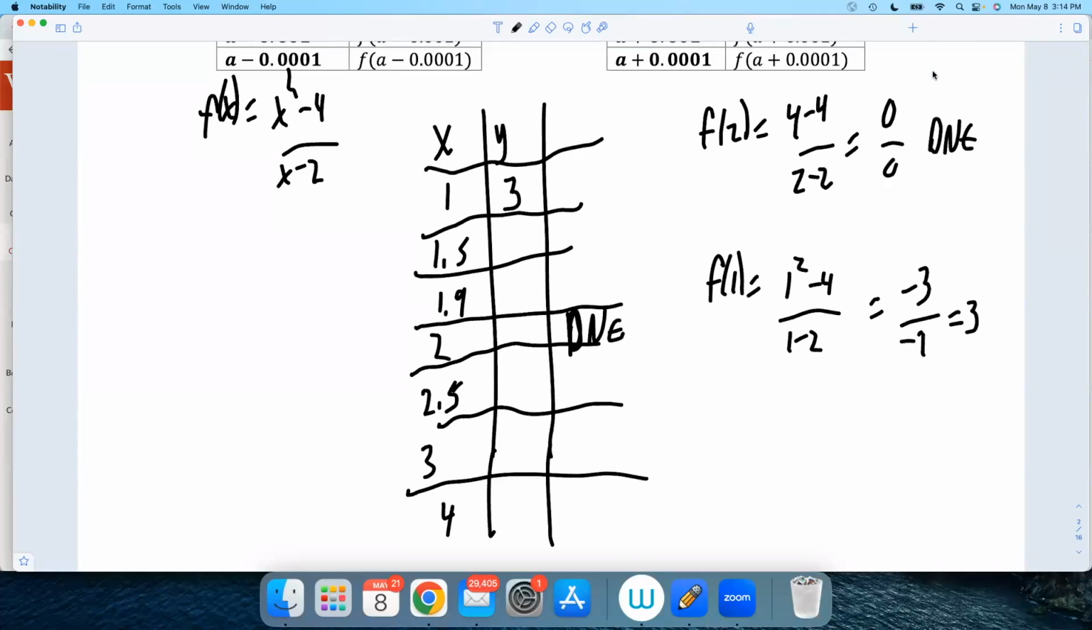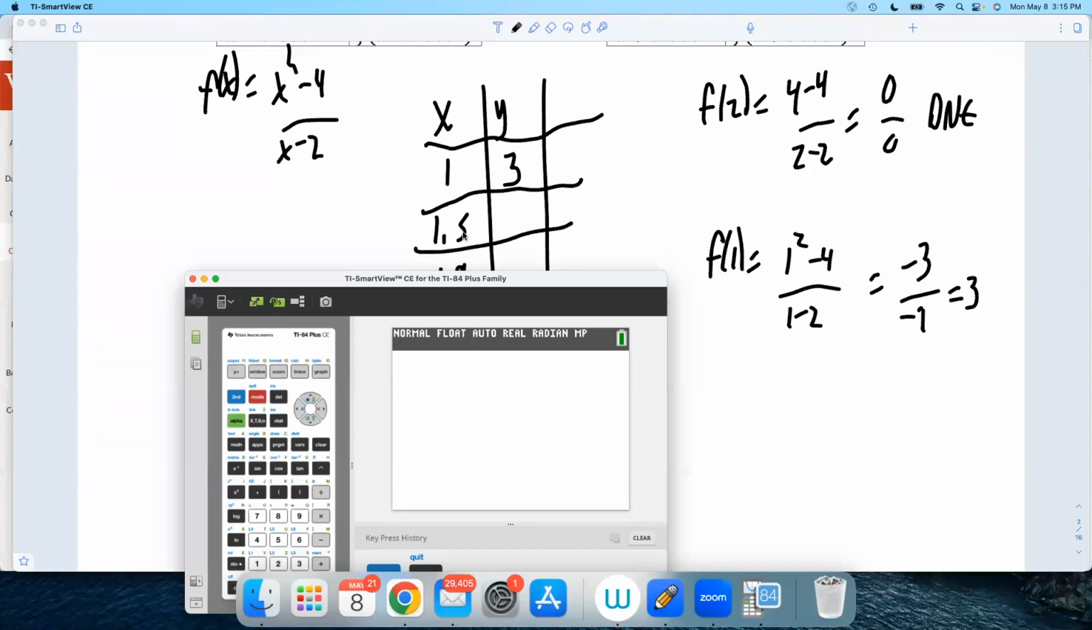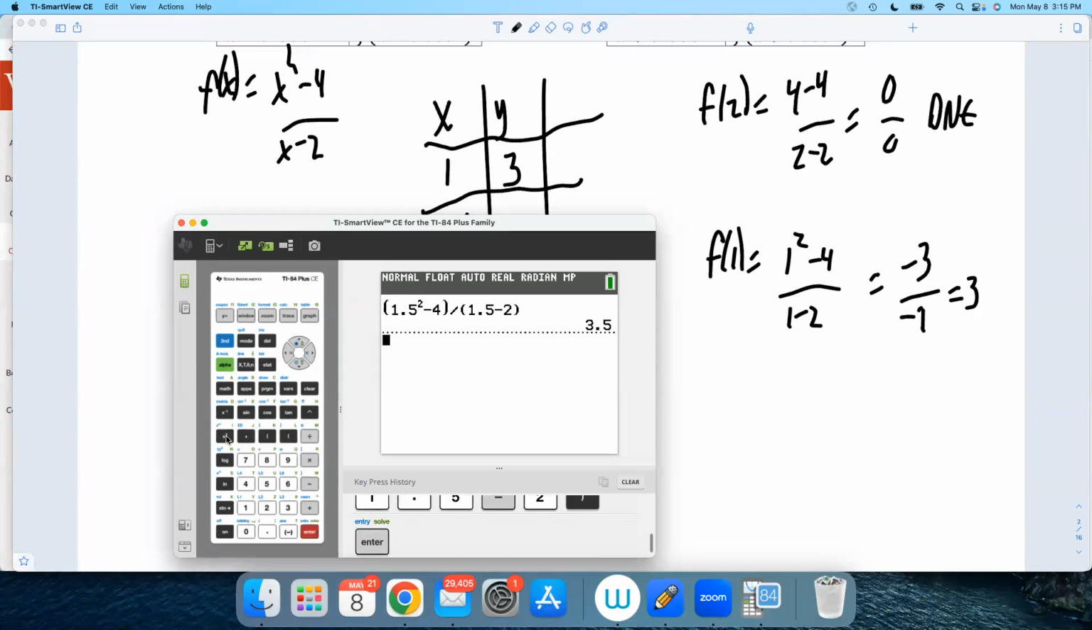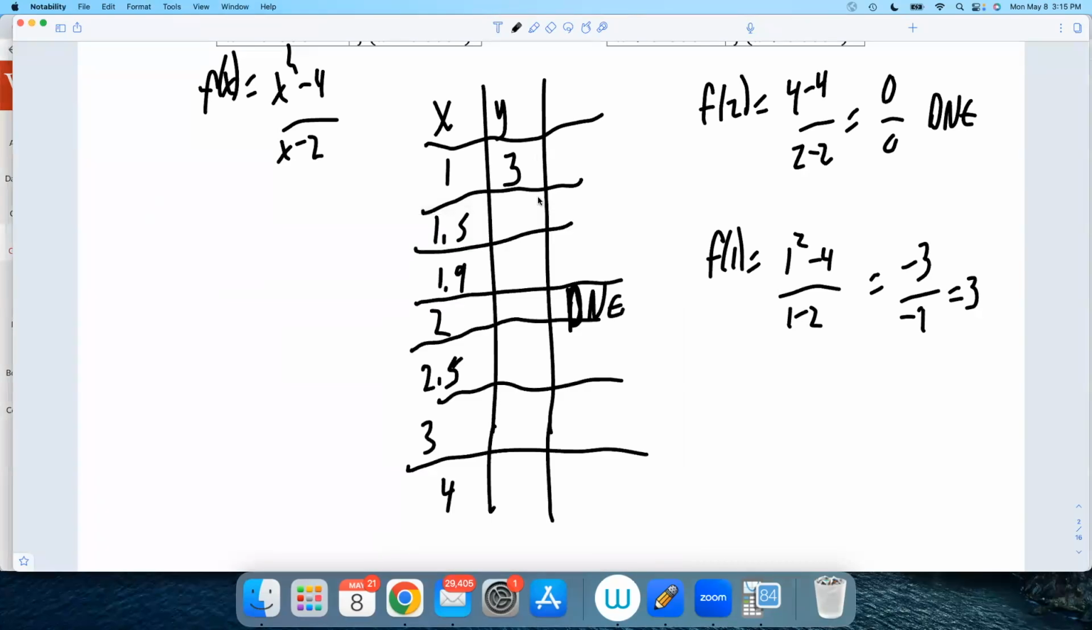Okay, what about 1.5? I don't want to do this by hand, so I'm going to type it in the calculator. Now, I'm going to show you a shortcut here in a minute, but let's type this out the long way. So I want 1.5 squared minus 4, all divided by 1.5 minus 2. 3.5, put that in my table.